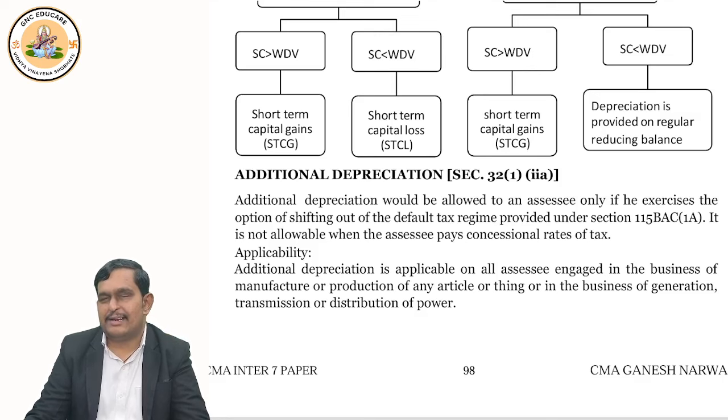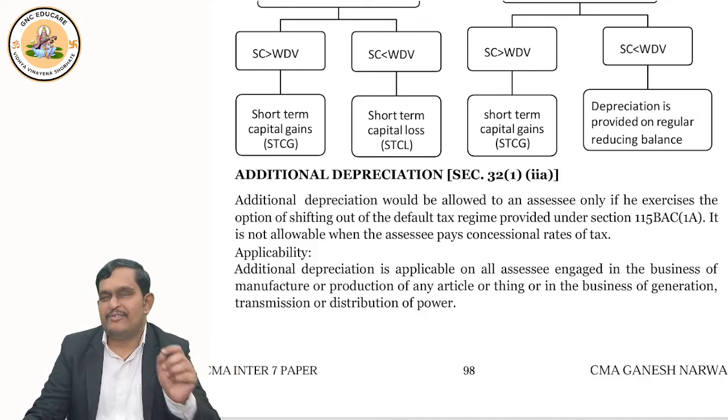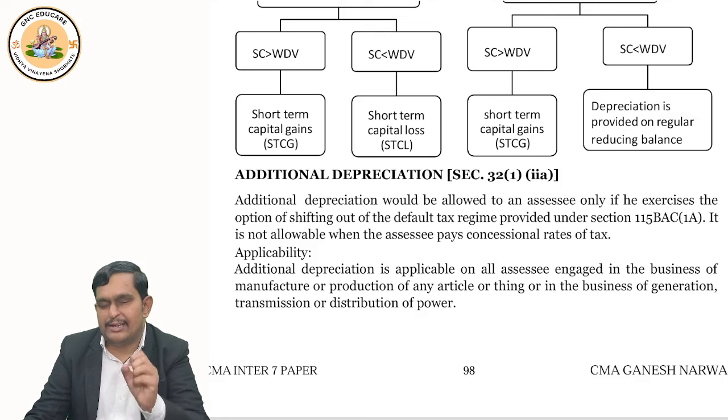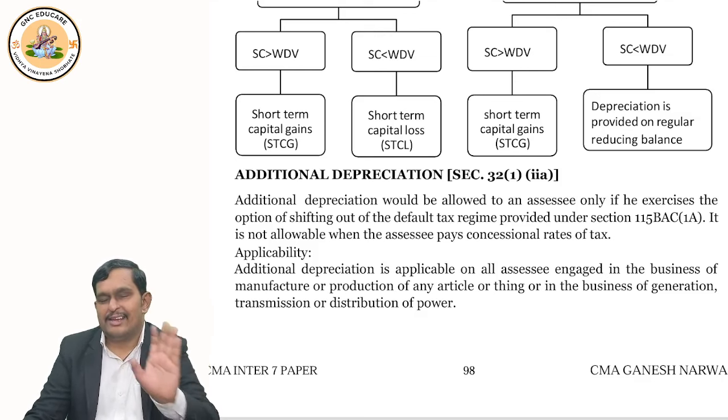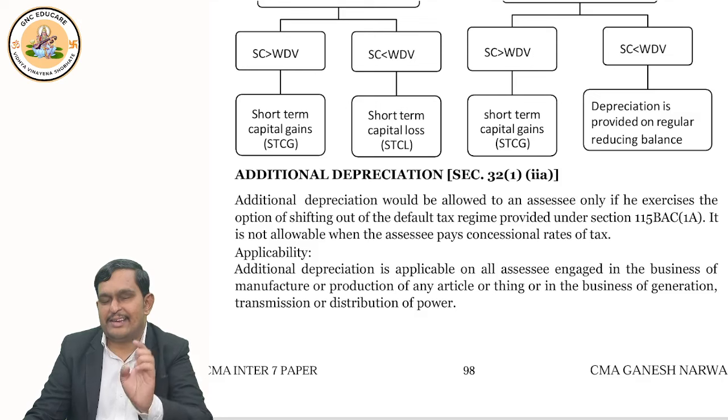But to claim additional depreciation, please understand. If you are under 115BAC, forget about additional depreciation. Only if you are under the optional tax regime, then only think about additional depreciation. If you are something like a service industry, forget additional depreciation. If you are into manufacturing or electricity generation and distribution, then think about additional depreciation.